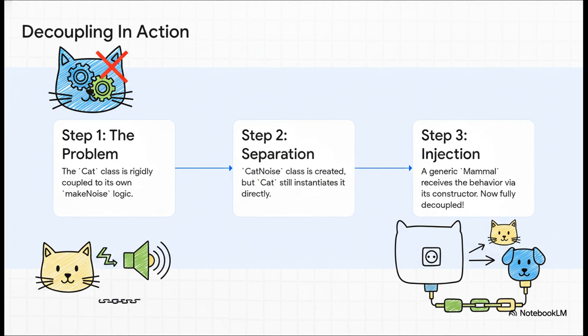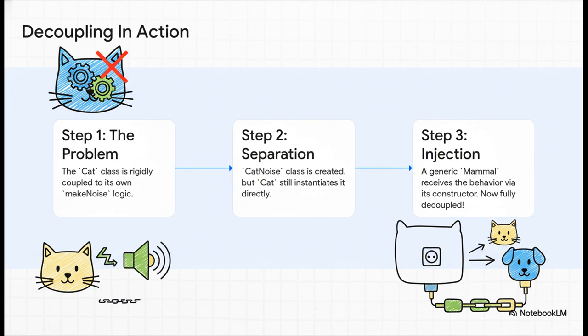In step 1, our Cat class has the meow logic baked right into it, super rigid. In step 2, we make it a little better by creating a separate CatNoise class. But our Cat class is still responsible for creating a new CatNoise object itself. It's still tightly coupled to a concrete class.